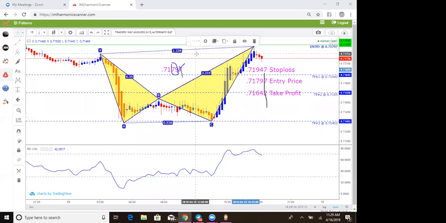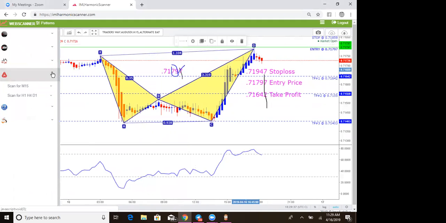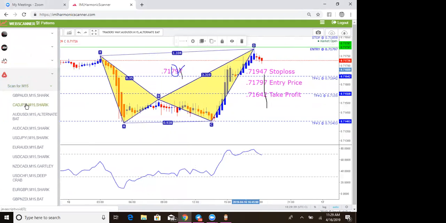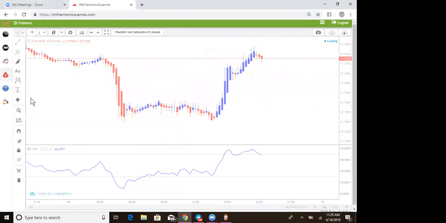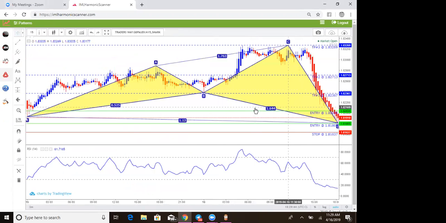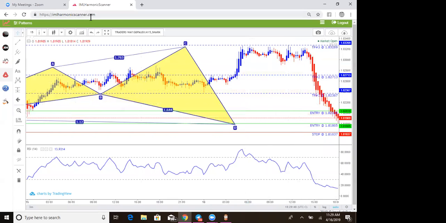So we went over taking a look at the harmonic scanner, and let's look for a buy so you guys can see what a buy looks like as well. I forgot to go live in the Facebook page. Okay. Let's take a look at a buy so you all can see what that looks like. So let's see what the scanner has for a buy. This has a lot of momentum to the downside.